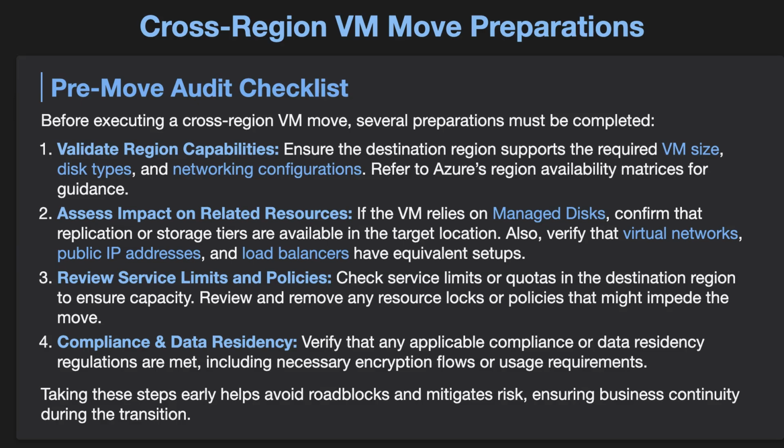Third, check service limits or quotas in the destination region to ensure capacity for the move. Resource locks or policies must be reviewed and removed if necessary. Additionally, compliance or data residency regulations might mandate a certain flow or usage of encryption. Taking these steps early helps avoid roadblocks midway through the move. By performing a comprehensive pre-move audit, organizations can mitigate risk and preserve business continuity during the transition.